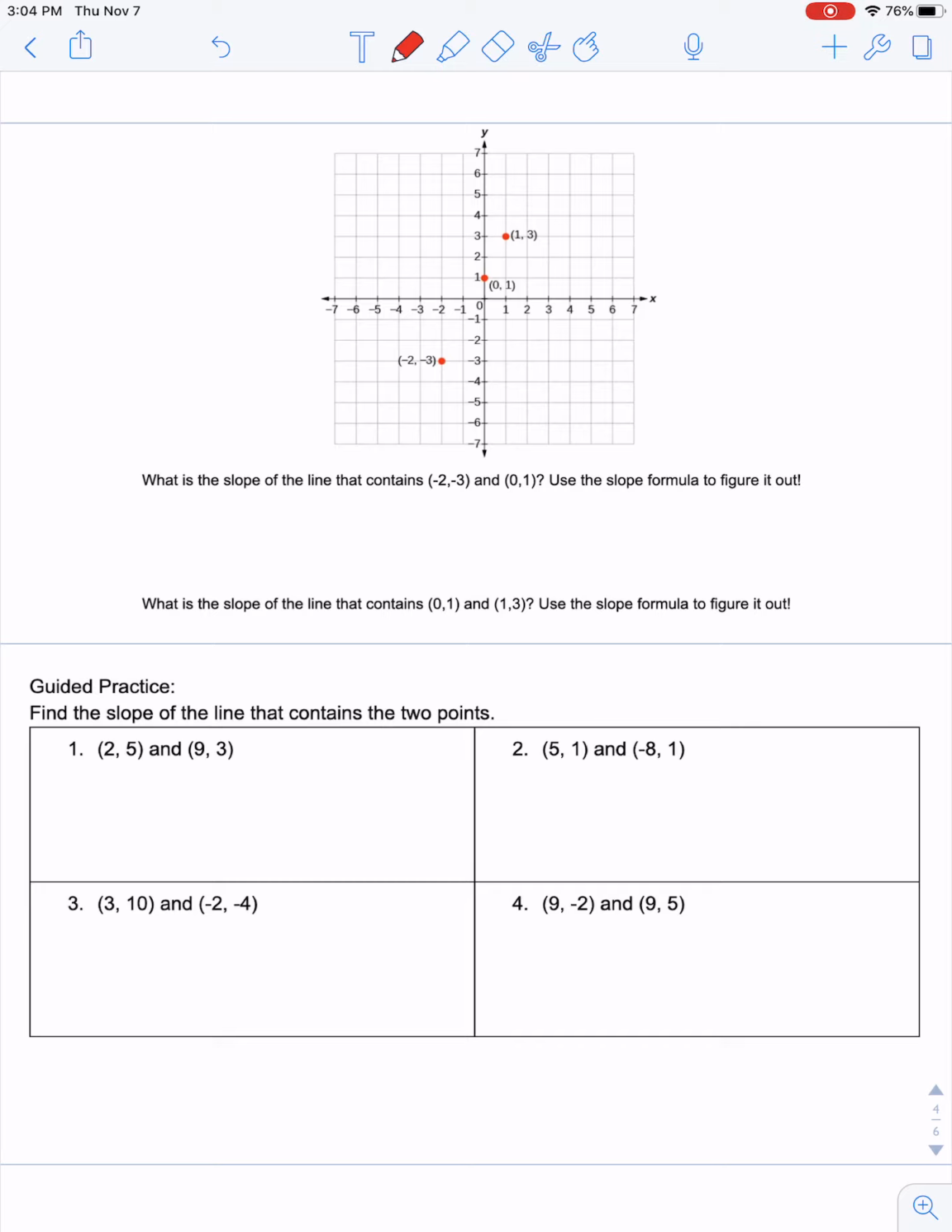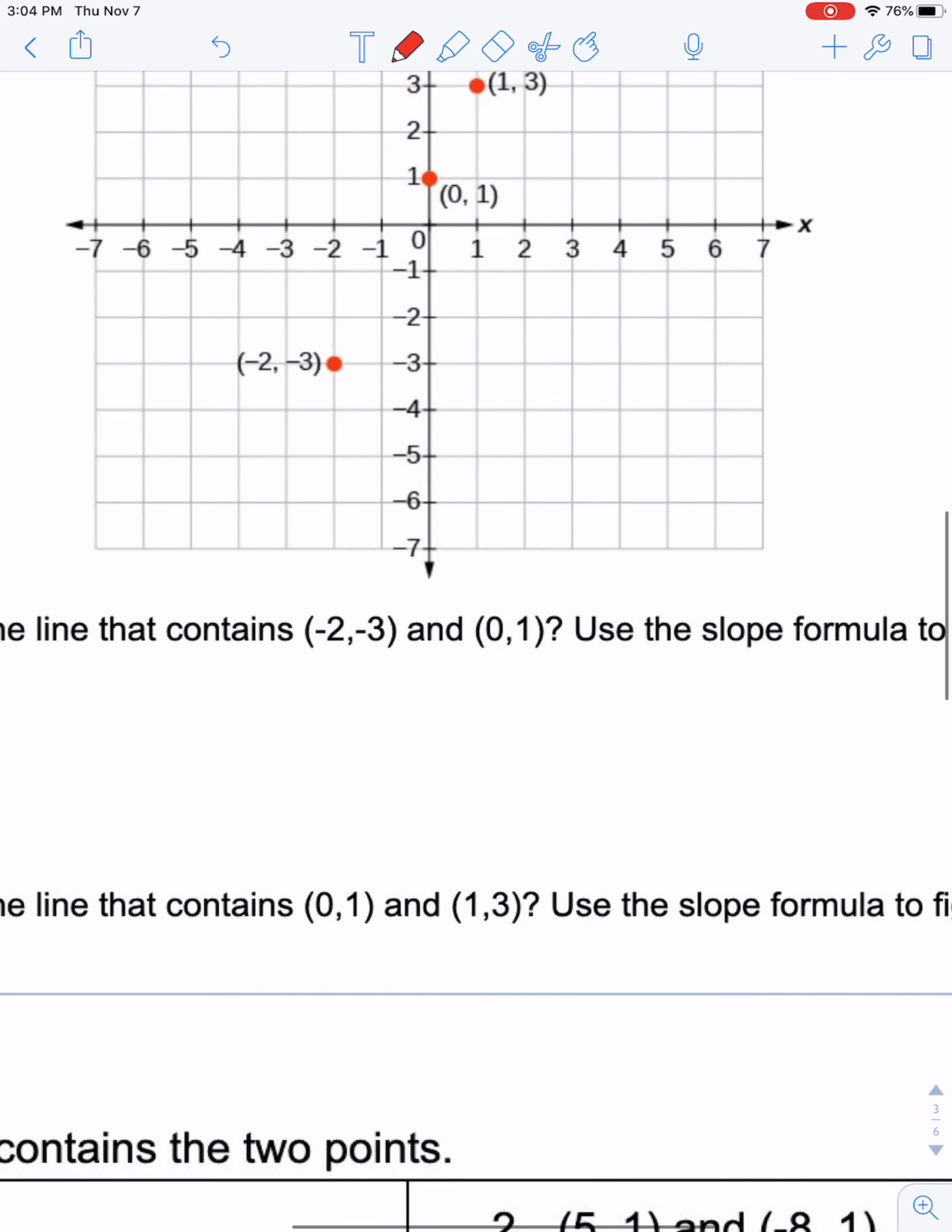First off, we know that -2 is our x sub 1, meaning 0 is our x sub 2. -3 would be our y sub 1, and 1 would be y sub 2. So let's plug it into our formula. m equals y sub 2 minus y sub 1 all over x sub 2 minus x sub 1.